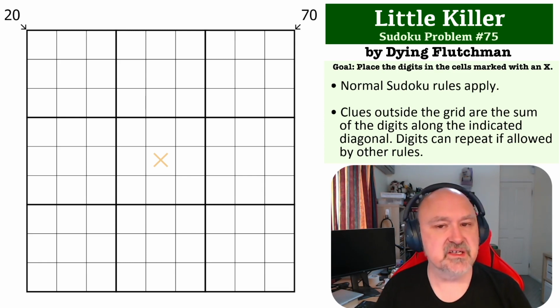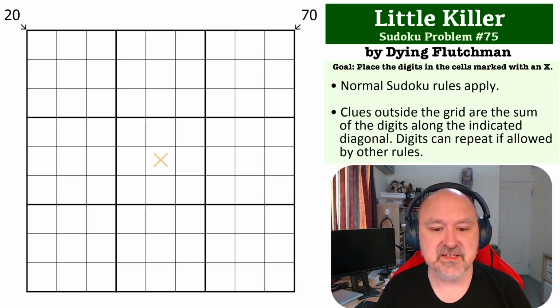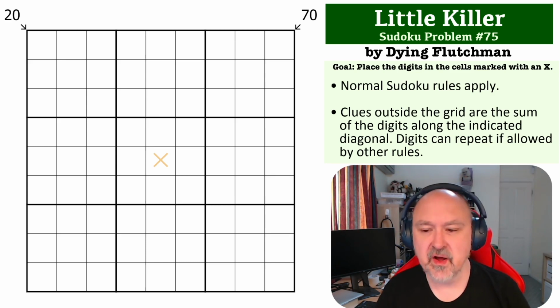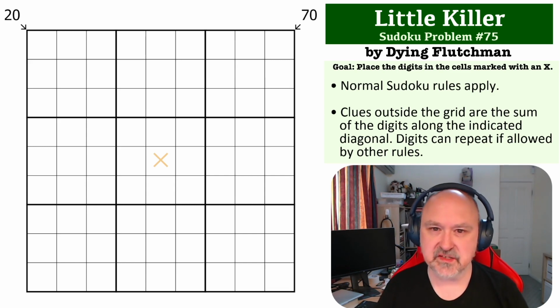So there is a link to this problem where you can give this one a try for yourself. The goal, of course, is to place the digit in the single cell marked with an X. Testers have called this one a medium difficulty problem. So yeah, give this one a shot yourself. I'm going to wait for a few seconds so you can pause the video to figure this one out, and then I'll be back to explain how this one works.